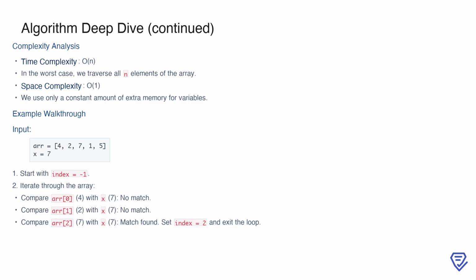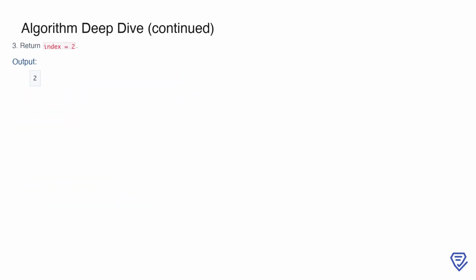When it reaches ARR[2] equals 7, the target value is found. The algorithm sets index equals 2 and exits the loop early, as further comparisons are unnecessary. Finally, the algorithm returns the value of index, which is 2 in this example. This indicates that the target value 7 is located at index 2 of the array.